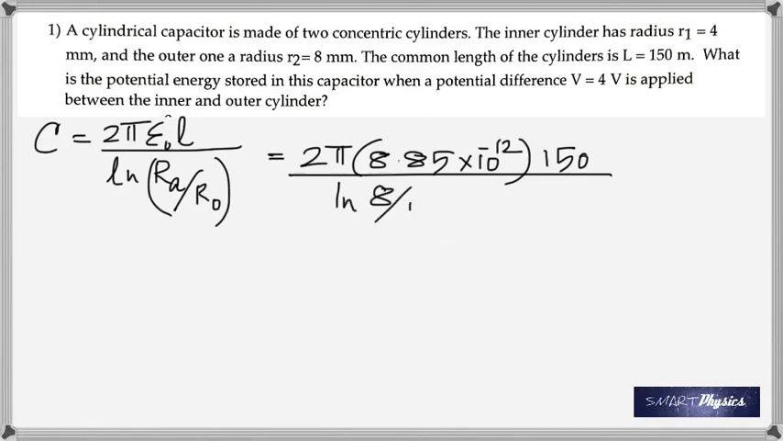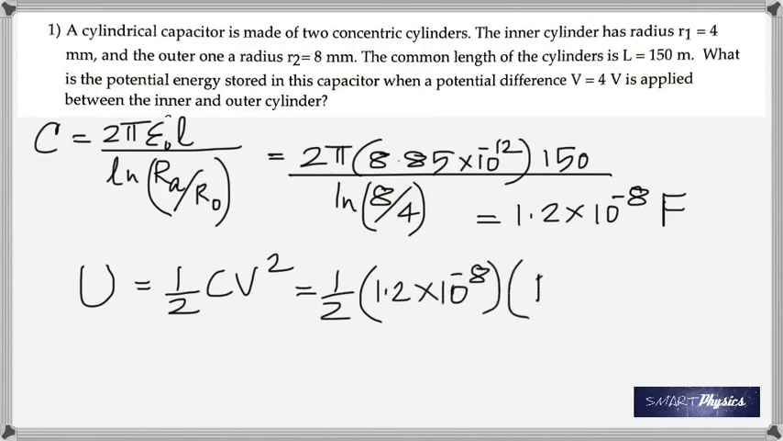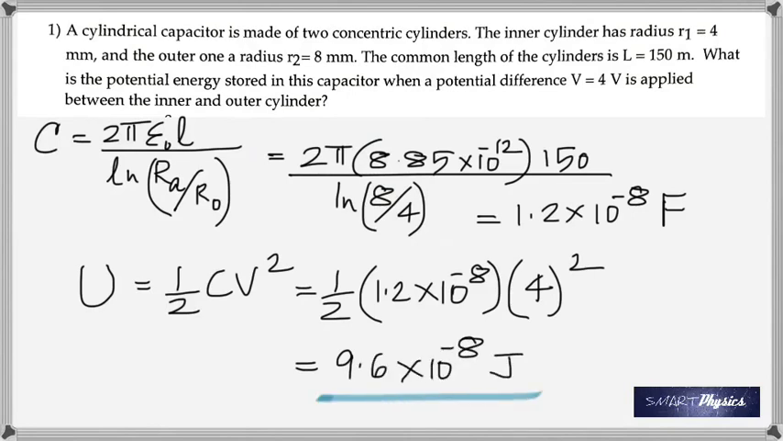When you plug in those numbers, you get, see, actually I have not changed the millimeters into meter because there's no need. It's just a ratio. So you get 1.2 times 10 to the minus 8 farads, and then you find the potential energy, which for a capacitor is 1/2 CV squared. So 1/2 times the capacitance times the square of the voltage, and that gives you 9.6 times 10 to the minus 8 joules.